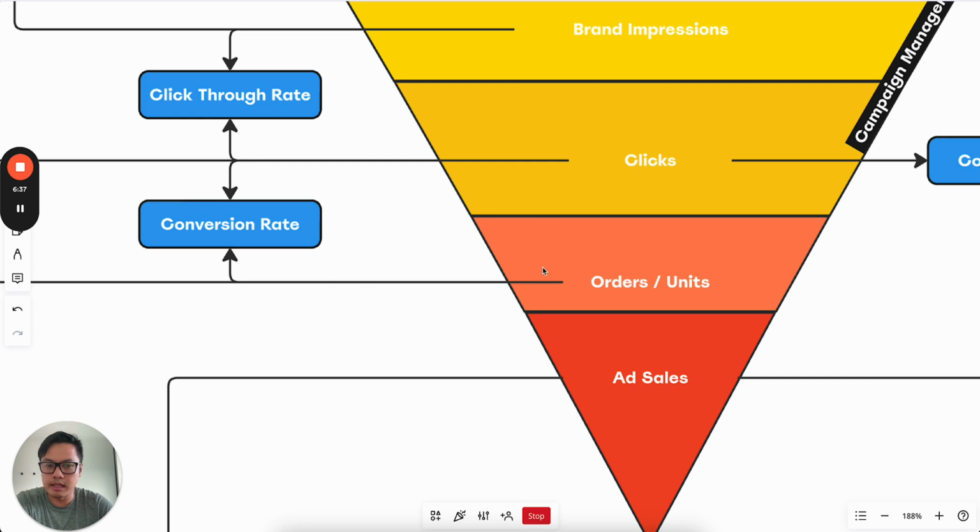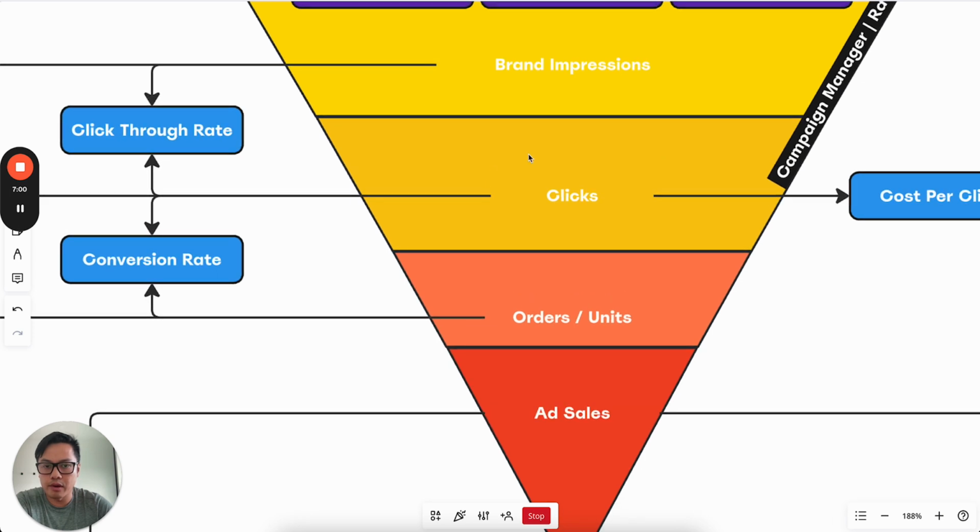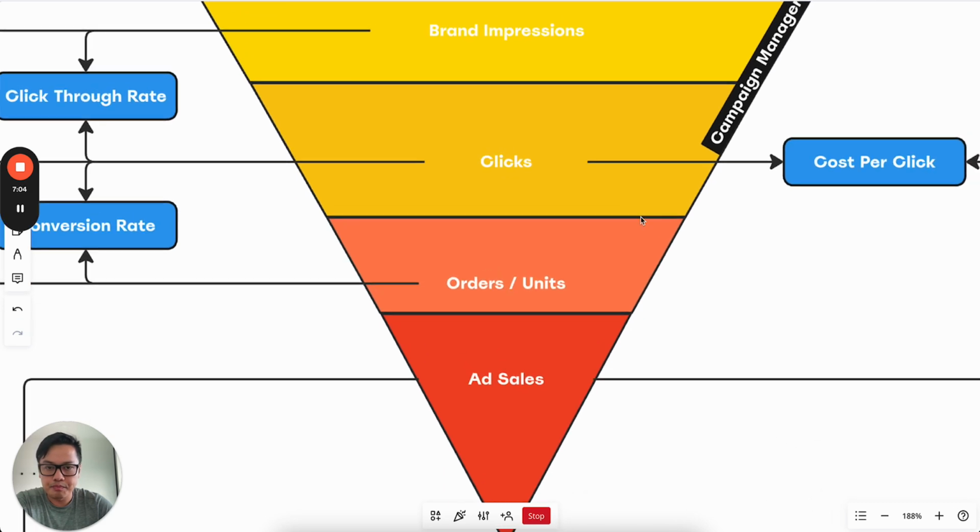If you take orders divided by clicks, you'll get conversion rate. So conversion rate is pretty important. That's all on the product page side. Again, same kind of concept: you want to make the most out of the clicks that you're receiving, because you're paying for these clicks. So the more you can improve your conversion rate, the better your ACoS is going to be, because you're making the most out of your clicks here, and that's what you're paying for.